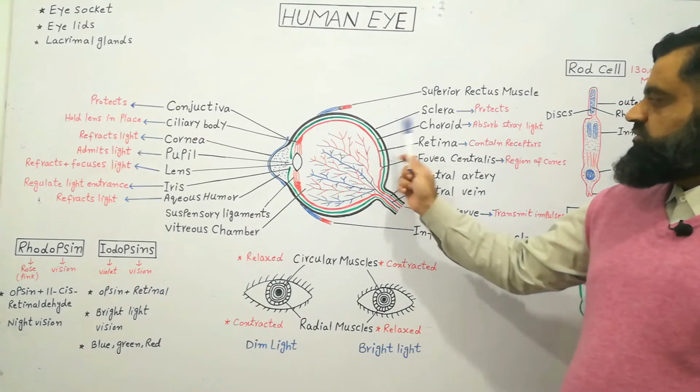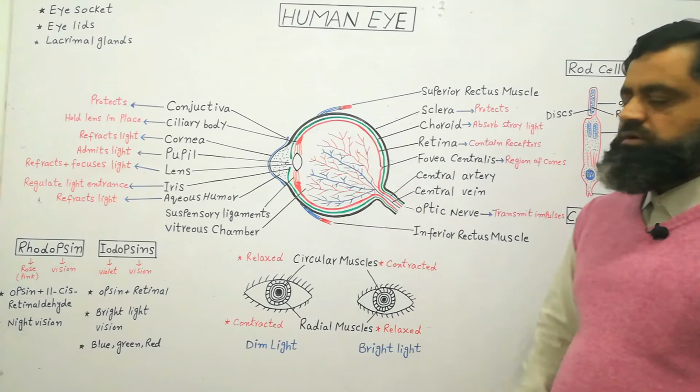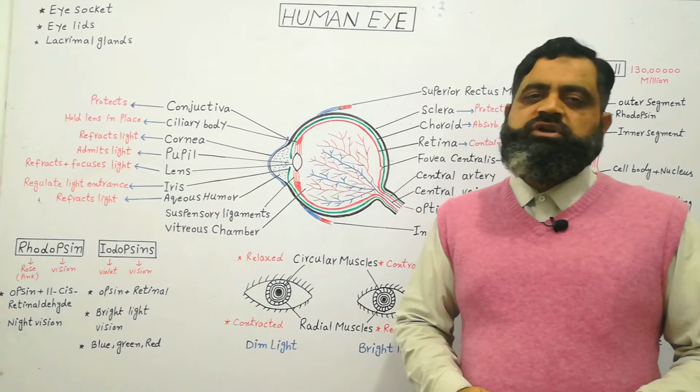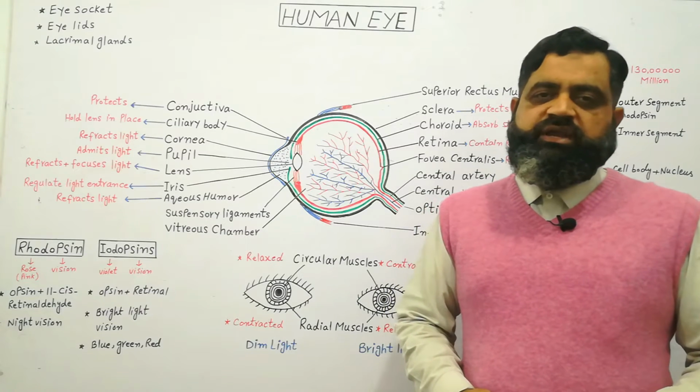The innermost layer of the eye is retina. Retina, as you can see in the red color, is the innermost layer. It is very sensitive and it contains some specialized cone and rod cells which are sensitive to light.